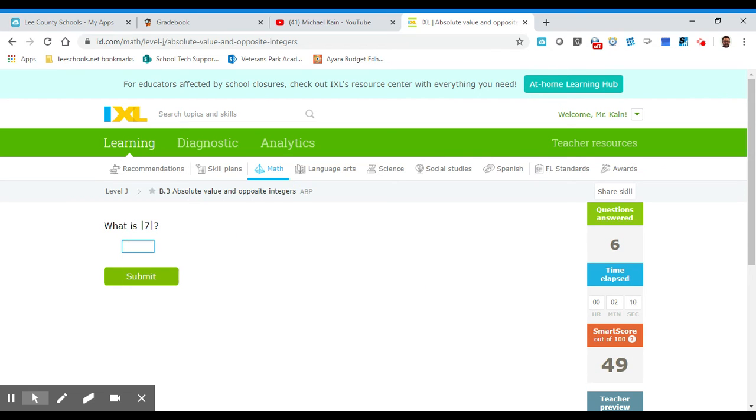Absolute value of 7 is 7. Opposite of 0 is just 0. There's no such thing as -0. Opposite of 86 is -86. Opposite of -56 is +56. Opposite of 54 is -54. Okay, opposite of 85 is -85.